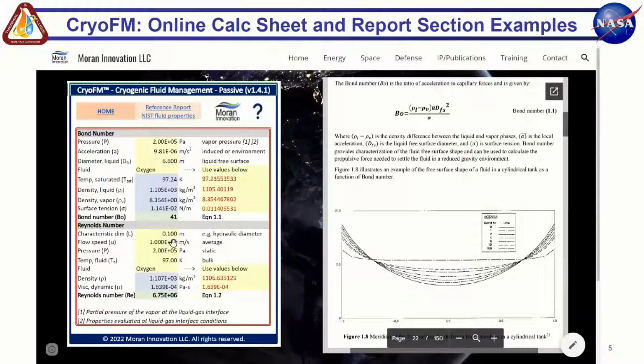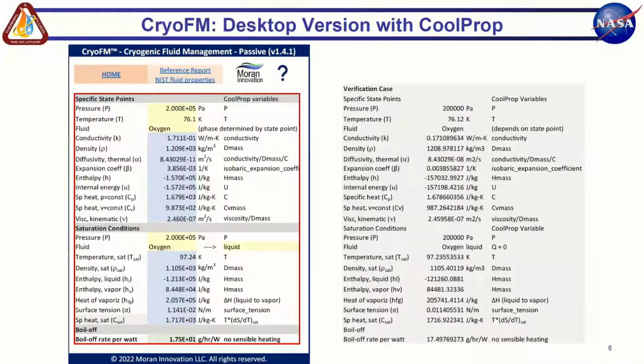And the same with Reynolds number. To look at Reynolds number, you'd scroll down a little bit more and look at equation 1.2 to get that information. So that's sort of the sense of the online version.